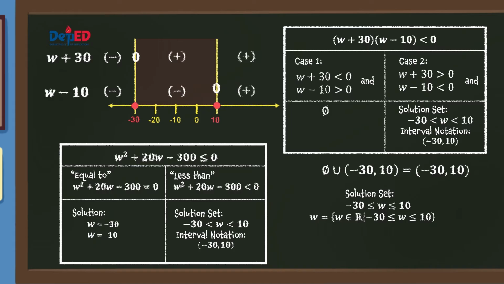Using interval notation, this inequality can be written this way. We use brackets to indicate that the boundaries, which must be arranged in ascending order, are included in the solution set. The value of w is not below negative 30, but not above 10. We may graph this on a number line this way.